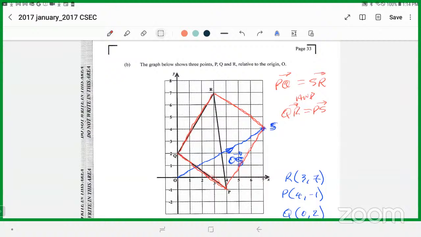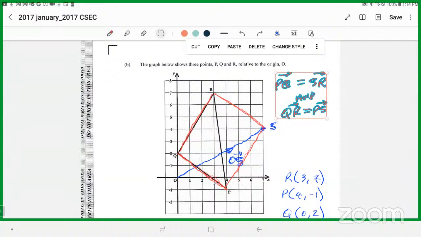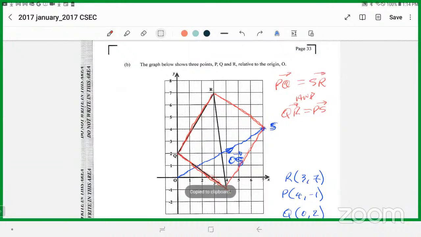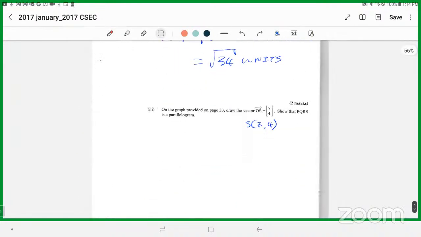Let me copy it down. 2 things that we need to show. Guys, you have to show that it satisfies the properties of a parallelogram. So that's what we're showing down here. That's what we need to show. We need to show this thing.